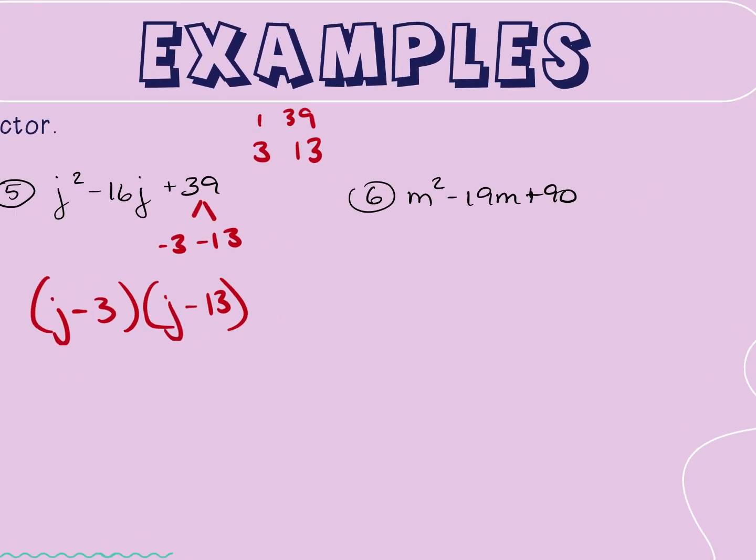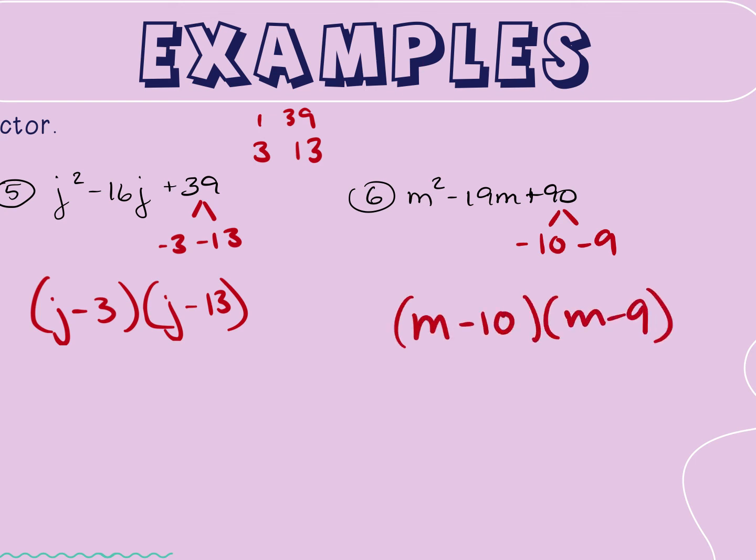All right, let's look at 6. What are 2 factors of 90 that add to negative 19? Perfect. Negative 10 and negative 9. So in my parentheses, I have m minus 10 and m minus 9.